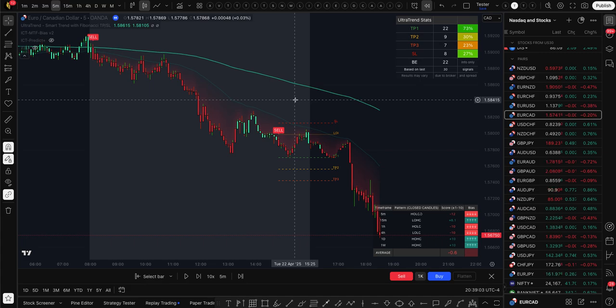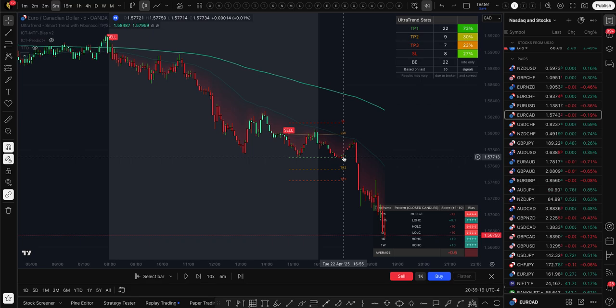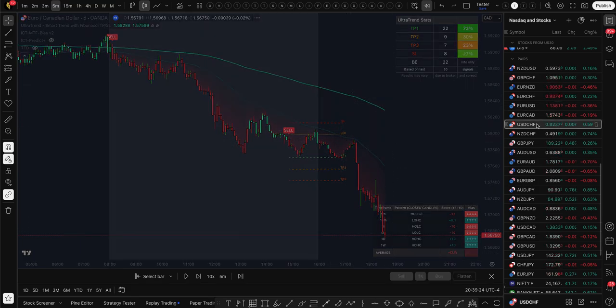EuroCAD, you notice the percentage right here, really nice. Nice downtrend. I would have not taken this one. I would have taken this one, but understanding that if we don't hit our target really quick and the session closes, watch out, because the spread can just get you out.